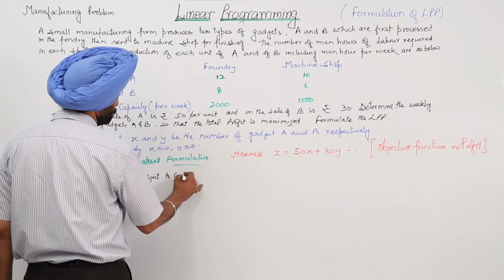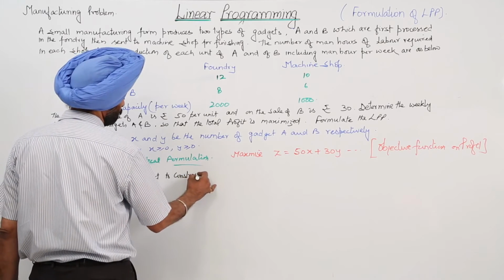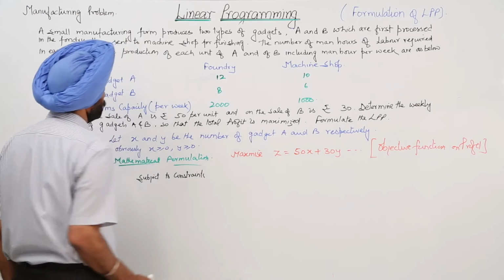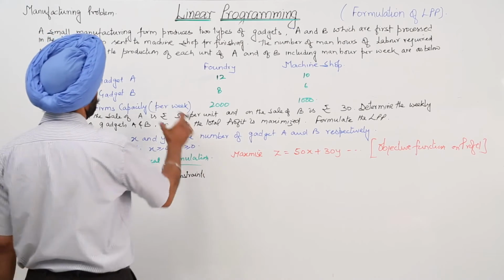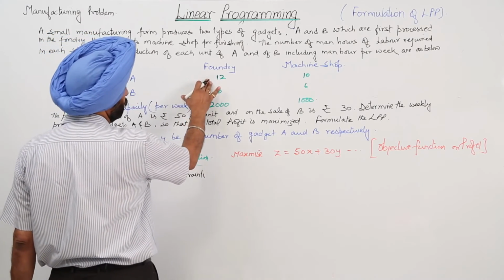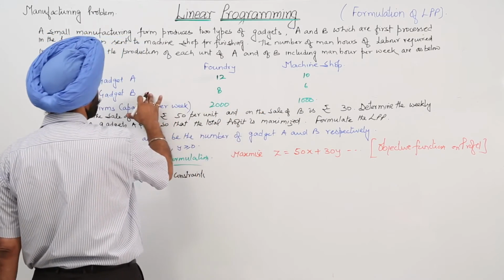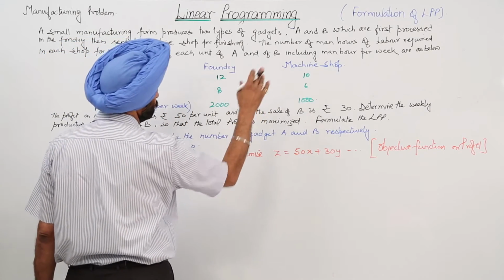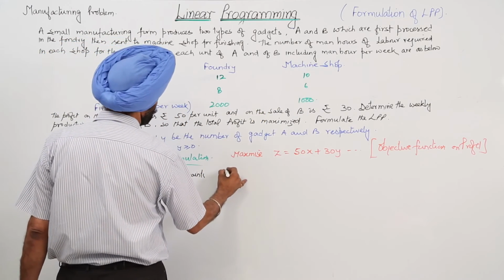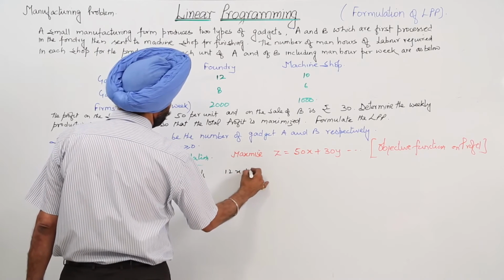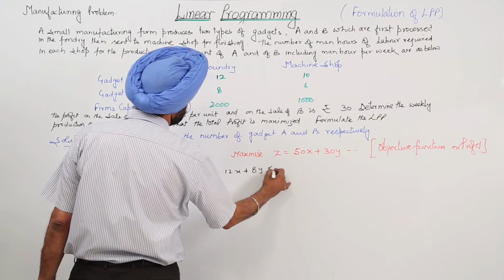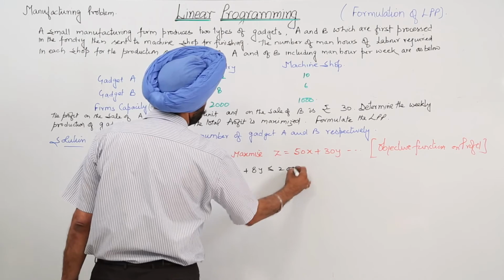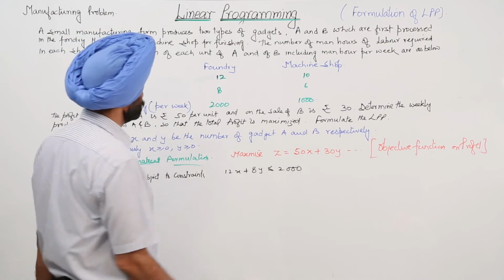Now subject to constraints. Now we are having gadget A foundry for 12 and machine shop for 10, gadget B foundry for 8 and machine shop for 6. So we are having 12x + 8y is less than or equal to 2000. Foundry constraints.